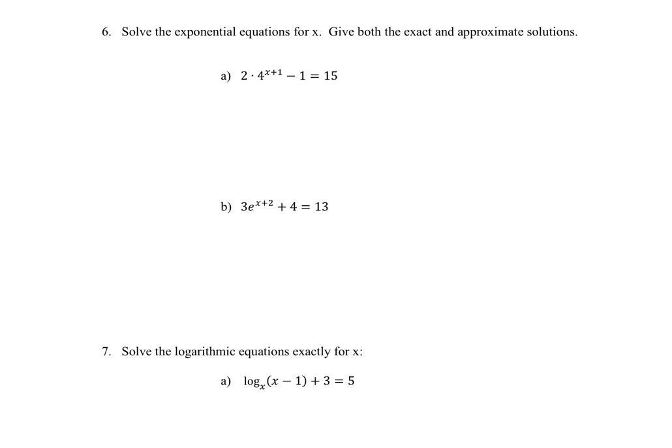All right, question 6. We're solving exponential equations. So what we need to do here is get the exponential term right here all by itself so that we can cancel the base. But we can't cancel the base until we get rid of the coefficient and this minus 1. So add 1. Now divide by 2.